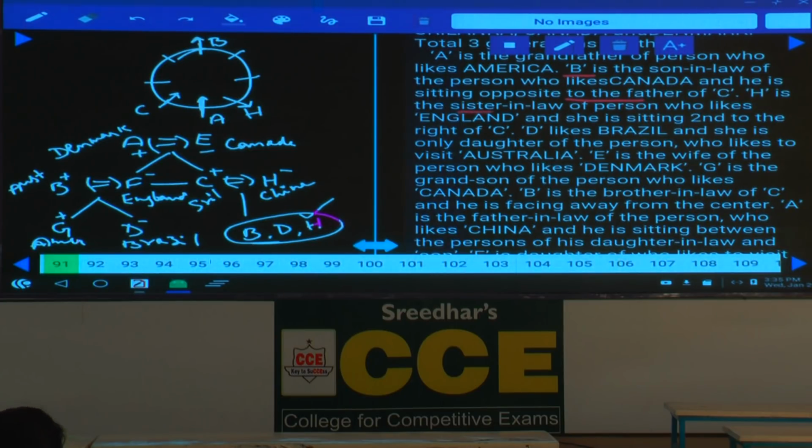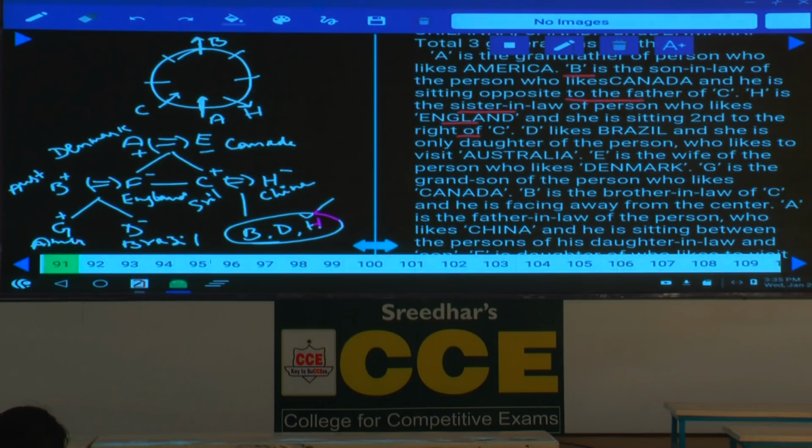Next one, H is the sister-in-law of the person who likes England, and C is. H is seated second to the right of C, that is clearly given, isn't it? Earlier we had discussed that C and H can be in these two places, out of which now this is the final arrangement. Why? Because this C is facing the center, H is seated second to the right, so H will be at this place.